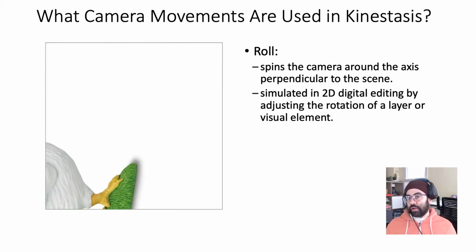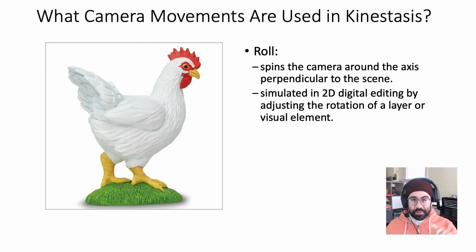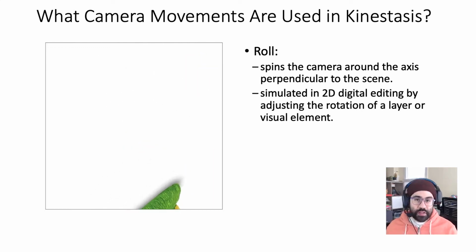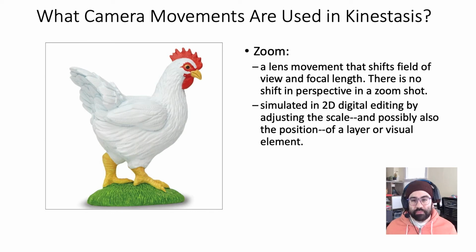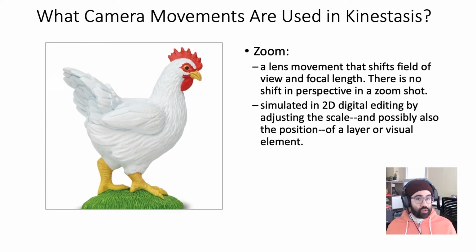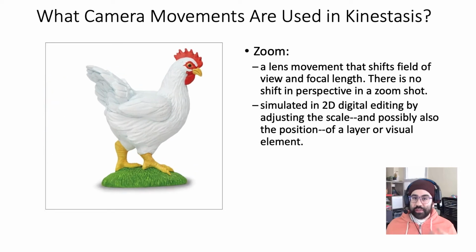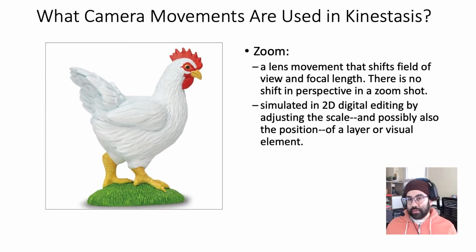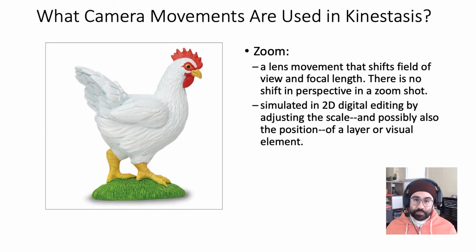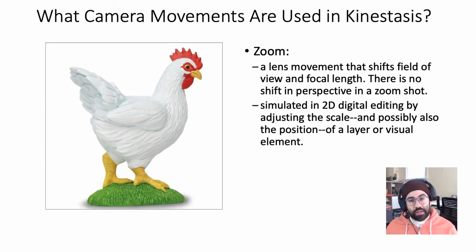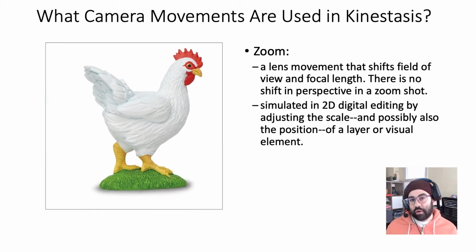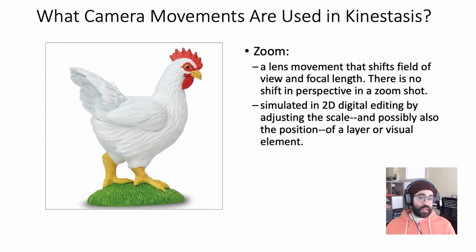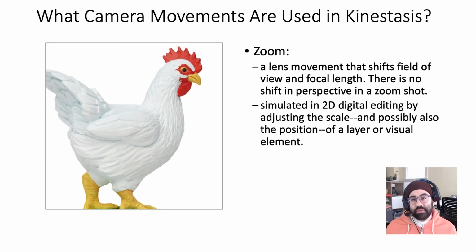Next up, we can talk about a roll, and this is where the camera spins around the axis perpendicular to the scene. And we can simulate this in animation software by adjusting the rotation property of a layer or a visual element. Next up, we have a zoom, and this is a lens movement that shifts the field of view and the focal length without shifting the perspective. We can simulate this in animation software by adjusting the scale and also sometimes the position of a layer or a visual element. So there's lots of different camera motions, but these are the basics that we would see in kinesthesis.